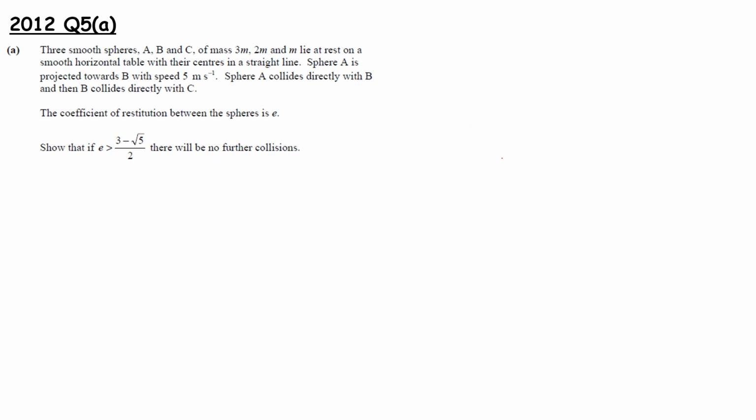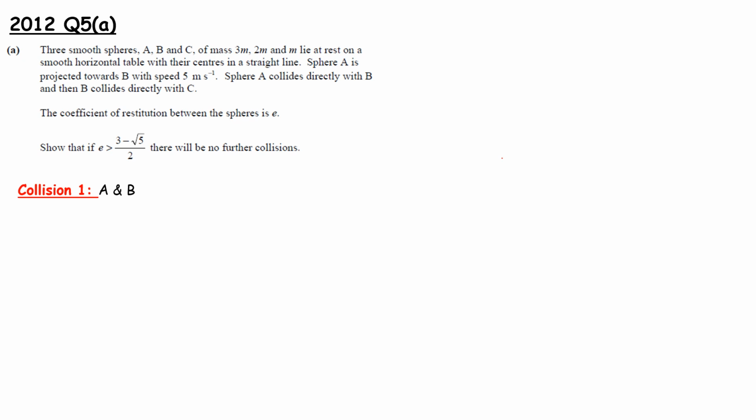So let's take a look at the 2012 question 5 part A. 3 smooth spheres A, B and C of mass 3m, 2m, m and m lie at rest on a smooth horizontal table with their centres in a straight line. Sphere A is projected towards sphere B with speed 5 meters per second, and sphere A collides directly with B and then B collides directly with C. The coefficient of restitution between the spheres is e. Show that if e is greater than (3 minus root 5) over 2, there will be no further collisions.